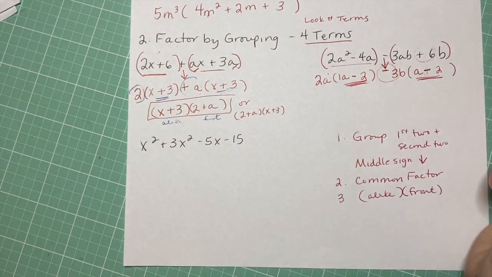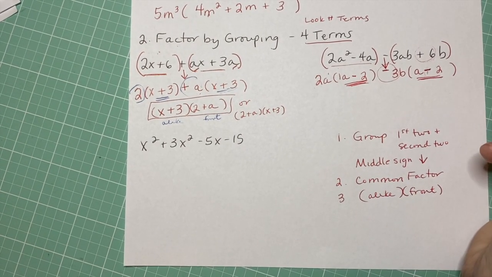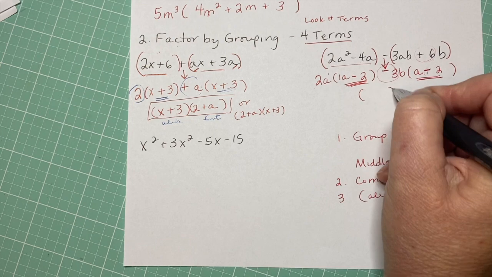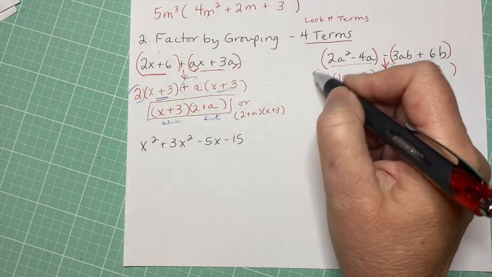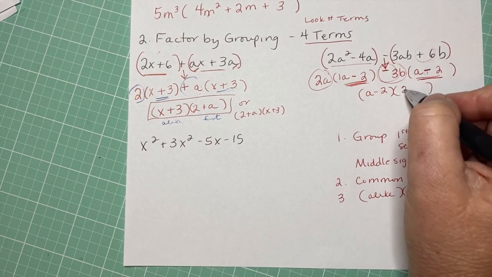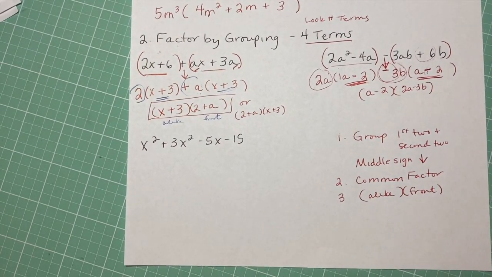to be the same. So the nice thing is you will catch it if you put the wrong sign as you go to write your answer. Because remember, what's alike goes in 1, A minus 2 goes in 1, and what's out front, 2A minus 3B, goes in the other.